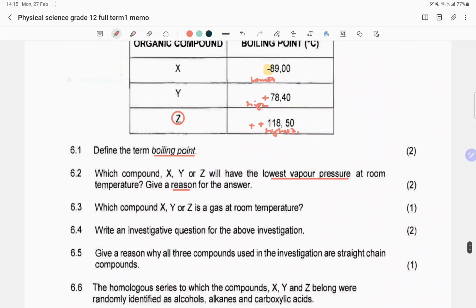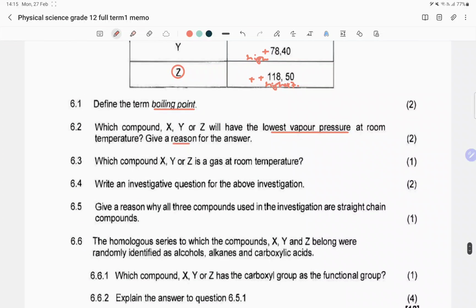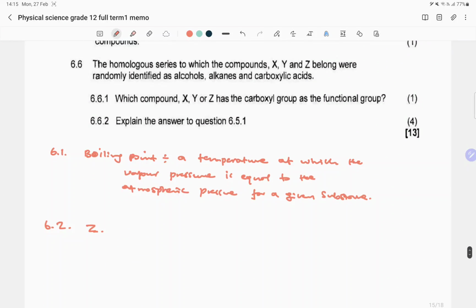Z for Zama. All right. Anyway, so that is the story. And then the reason is that it has the highest boiling point. Of course, if you were to ask how you explain this, you will know how to explain it.